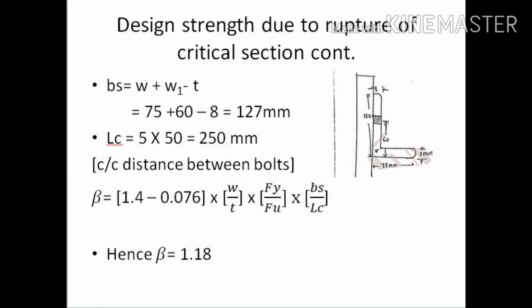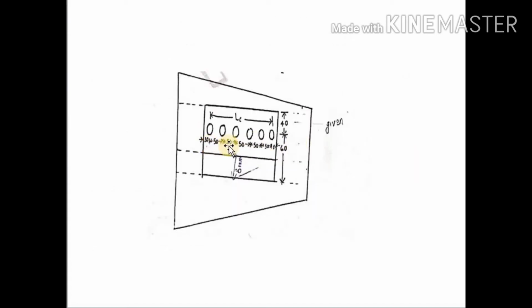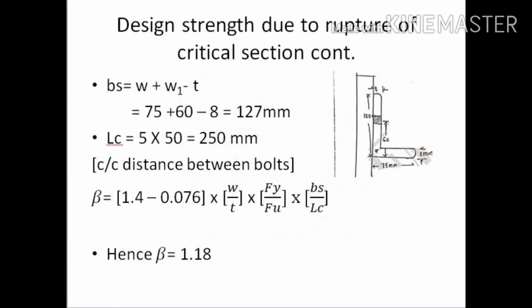Then Lc. Lc is 5 into 50, that is equal to 250. From this figure it is clear that there are 6 bolts, so the center to center distance between two bolts is 50. Like that there are 5 distances, so 5 into 50 equal to 250 mm.